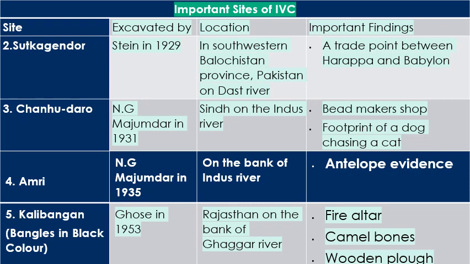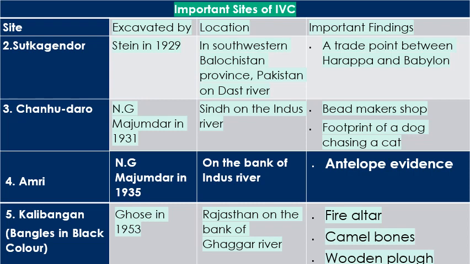Important sites of IVC: Sutkagen Dor, excavated by Stein in 1929. Location: southwest Balochistan province, Pakistan, on the Dasht River. Important finding: a trade point between Harappan and Babylon. Chanhudaro, N.G. Mazumdar 1931. Location: Sindh on the Indus River. Findings: bead maker shop, footprints of a dog chasing a cat. Amri, N.G. Mazumdar 1935, on the bank of the Indus River.